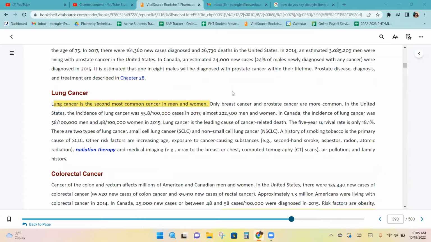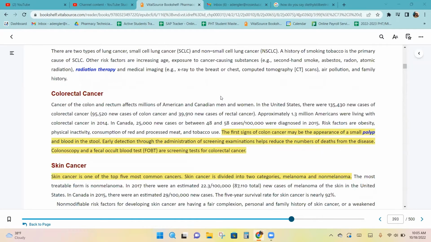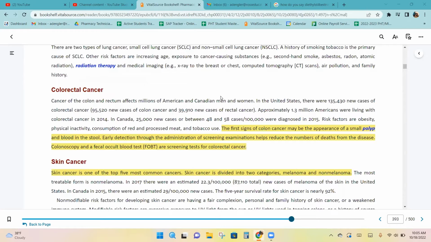Lung cancer is the second most common cancer in men and women. Only breast cancer and prostate cancer are more common. A history of smoking is the primary cause of small cell lung cancer. Other risk factors are increasing age, exposure to cancer-causing substances, radiation therapy and medical imaging, air pollution, and family history. Cancer of the colon and rectum affects millions of Americans.